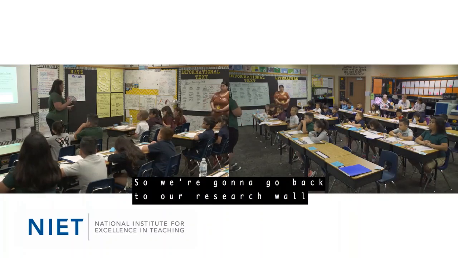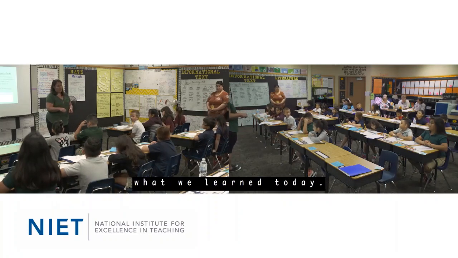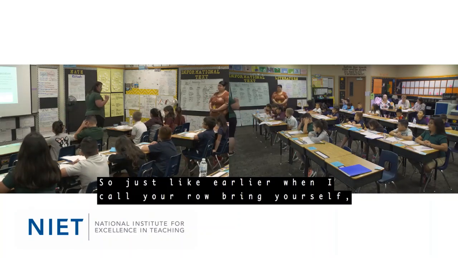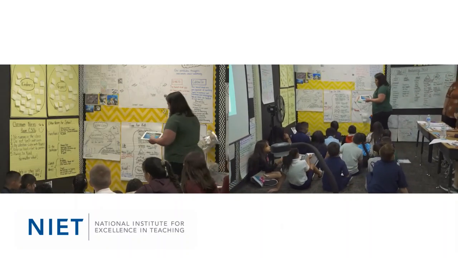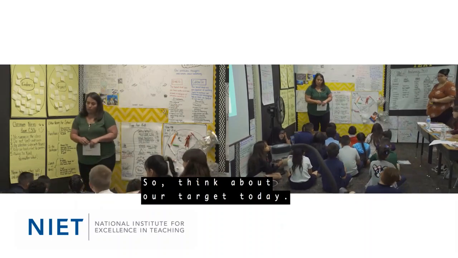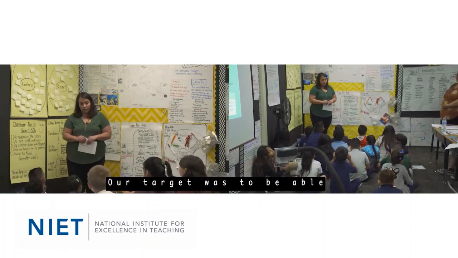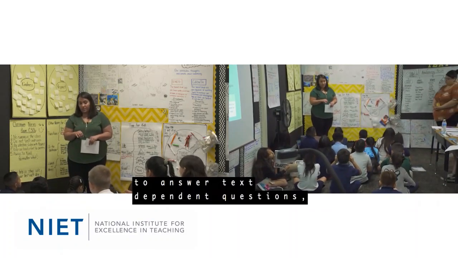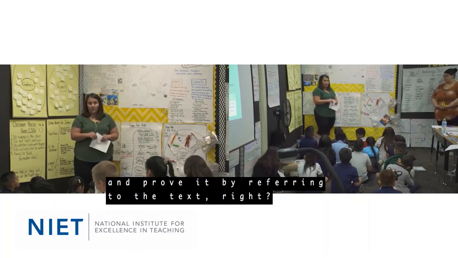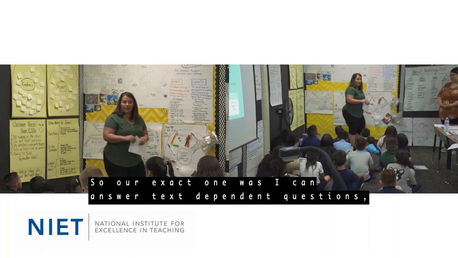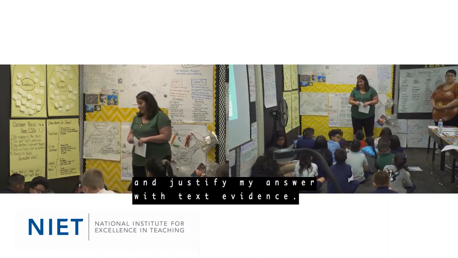So we're going to go back to our research wall and we're going to add some new information from what we learned today. So just like earlier, when I call your row, bring yourself, your brain, and this time I want you to bring your article. So think about our target today. Our target was to be able to answer text-dependent questions and prove it by referring to the text, right? So our exact one was, I can answer text-dependent questions and justify my answer with text evidence.